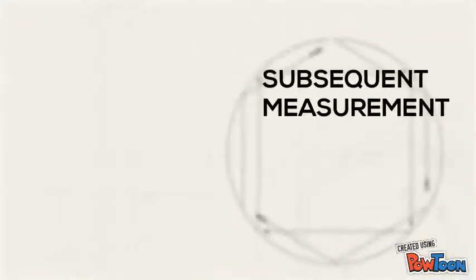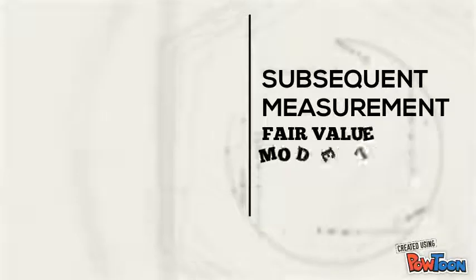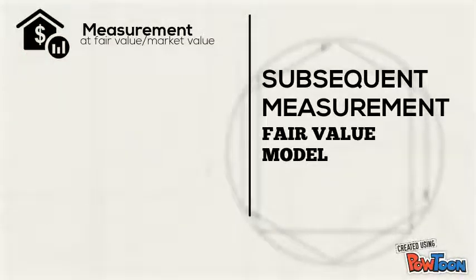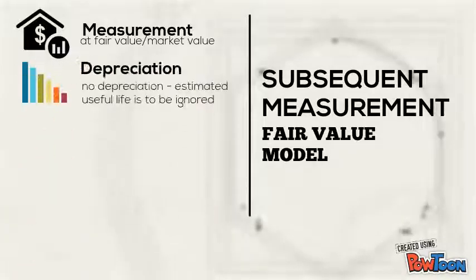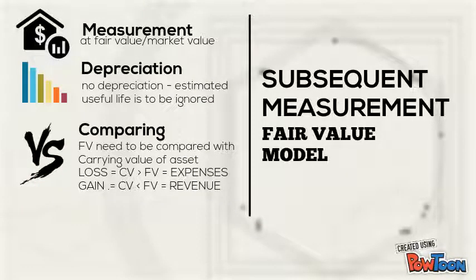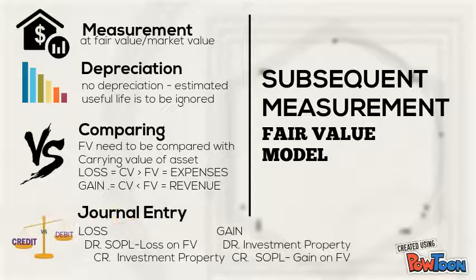The second model is the fair value model. Assets will be measured at fair value or market value. No depreciation will be made for the asset. Any gain on the fair value will be revenue in the SOPL. But if there is a loss on fair value, it will be expensed off in the SOPL.